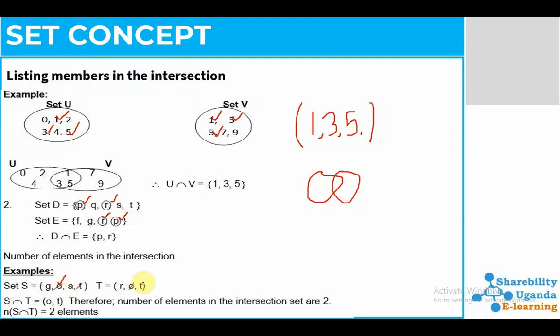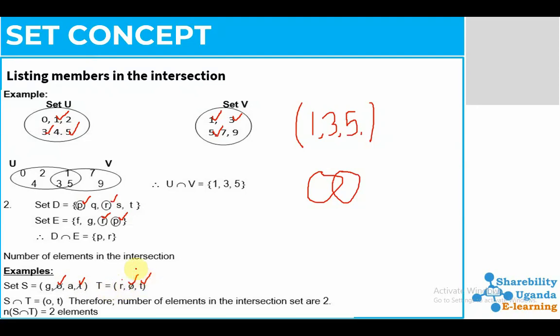A. Do you have an A here? No. We don't take it. We have a T. Do you have it here? Yes. We take it. We have a T. Yes. We take it. Do you have an O? Yes. We take it. These are the members which are common.